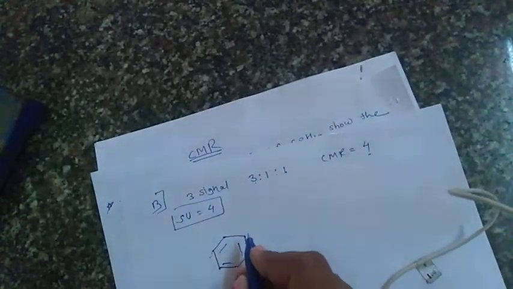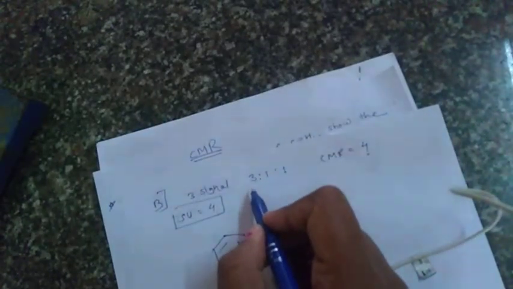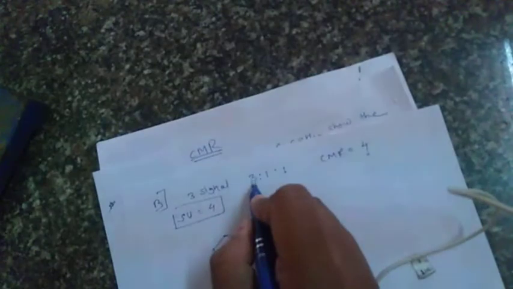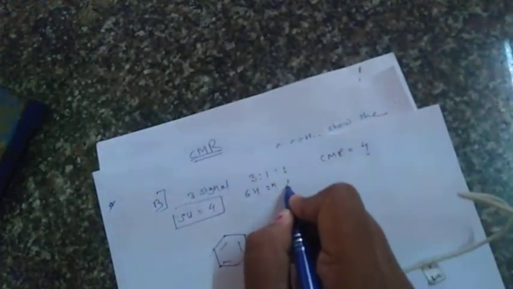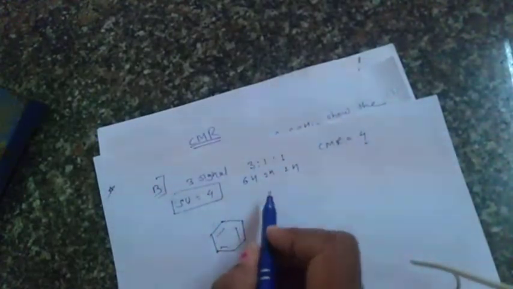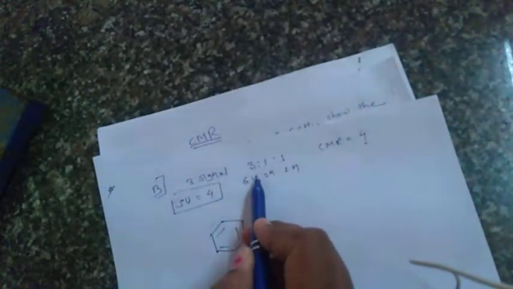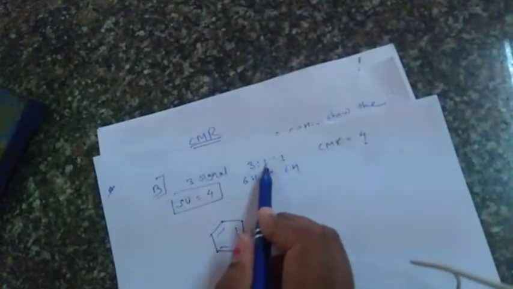First of all, find out the number of hydrogens. You know how to calculate it: multiply by 2. That means the 3 shows 6 hydrogens, this shows 2 hydrogens, and this shows 2 hydrogens. So the 6 hydrogens are from the 2 CH3 groups, and here 2 different types of hydrogens are there, which show different signals, having 2 hydrogens each.